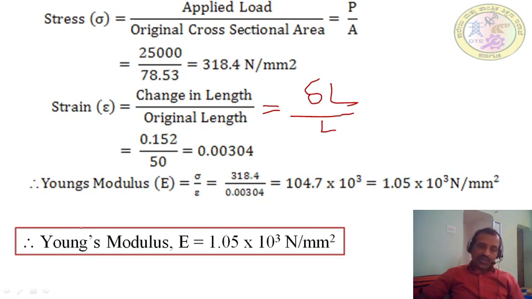So write what he has asked in the problem. What he has been asking is Young's modulus. So write it clearly at the last. Young's modulus E is equal to 1.05 into 10 to the power of 3 Newton per mm square. It is not 10 to the power of 3, it is 10 to the power of 5. So it is 1.05 into 10 to the power of 5 Newton per mm square.